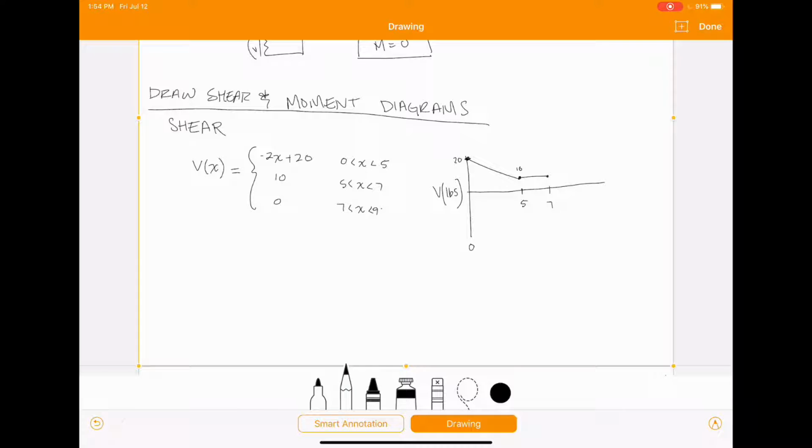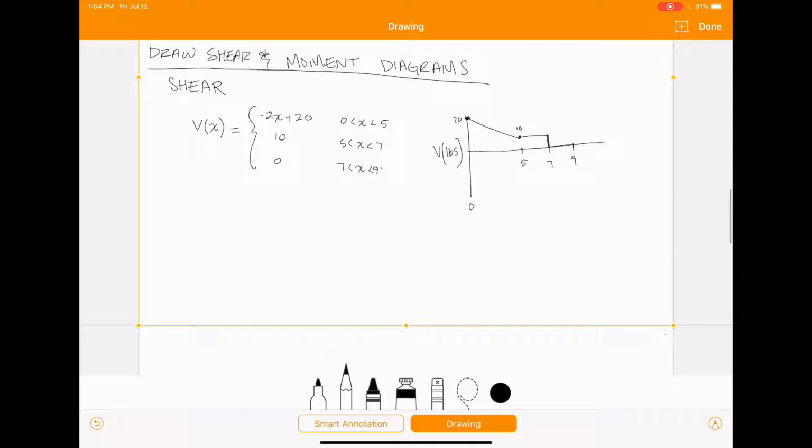And then between 7 and 9, it's 0. And it's really as simple as that. You just graph those equations that you found. So we can go ahead now and look at our moment.